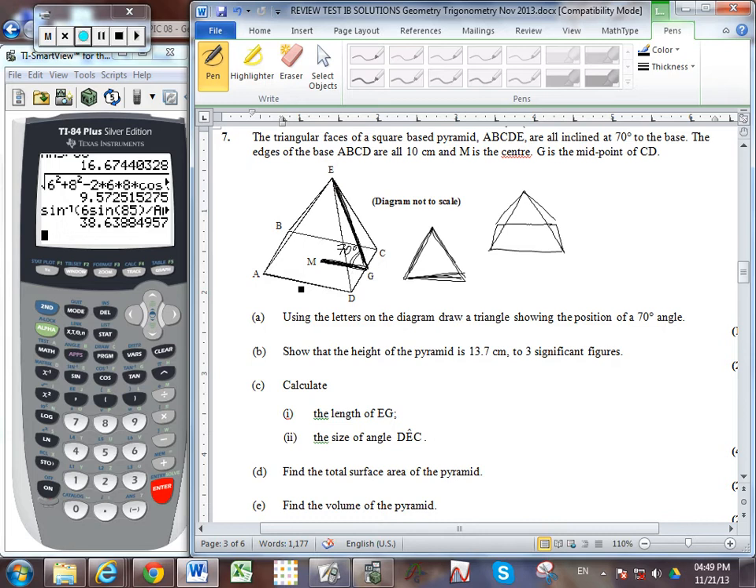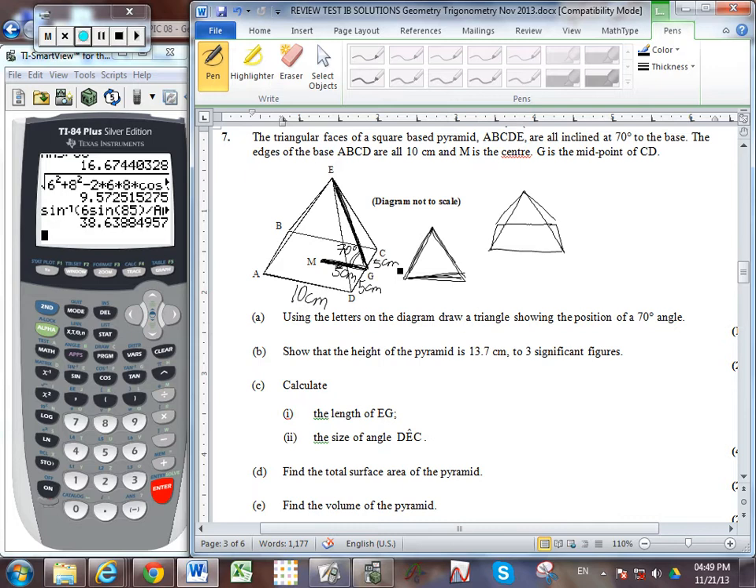Now the edges of the base are all 10 centimeters, so that must mean that this little thing right here is 5 centimeters. And also this thing right here is 5 centimeters, and that's 5 centimeters, so these might all be useful amounts.